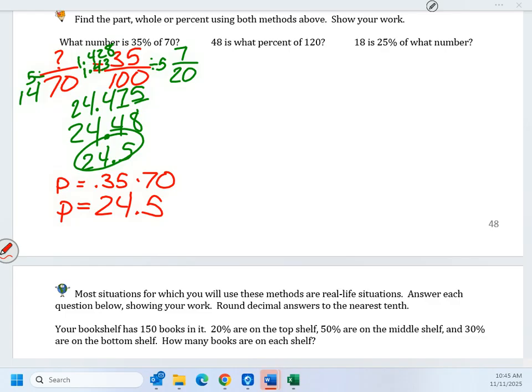Which one was easier? Okay. Sometimes those proportions aren't easy to work with. That equation, a lot simpler. Let's look at our next one. 48 is what percent of 120? How do I set up my proportion?